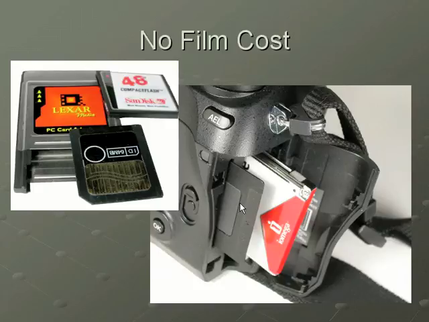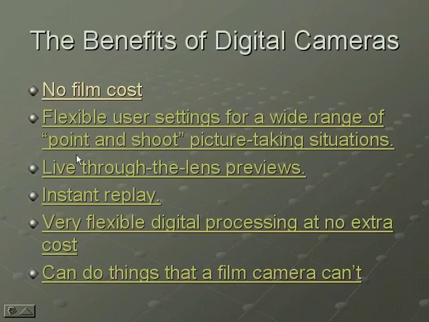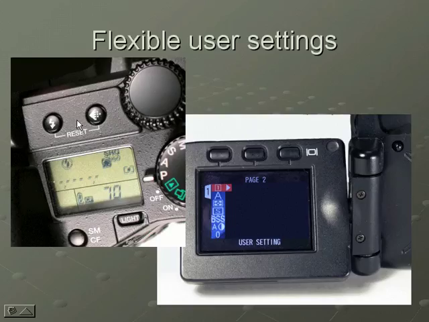Second, you also have a whole lot more power and flexibility in the way that you use the camera than you would with a typical point-and-shoot film camera. You even have more power and flexibility than you would with virtually any film camera, but we'll get to that in a minute because there's some things that a digital camera can do that a film camera can't.